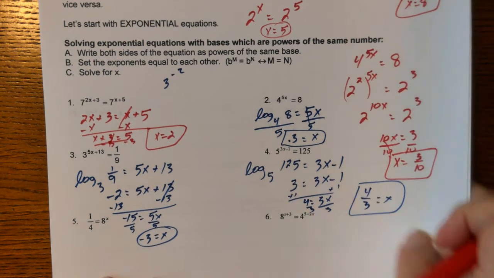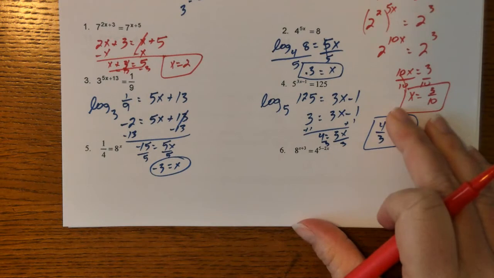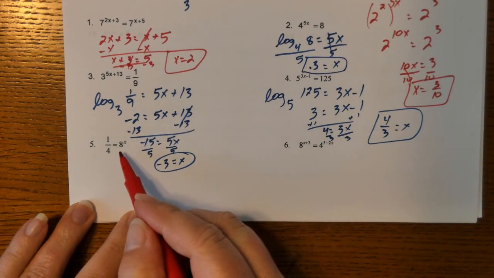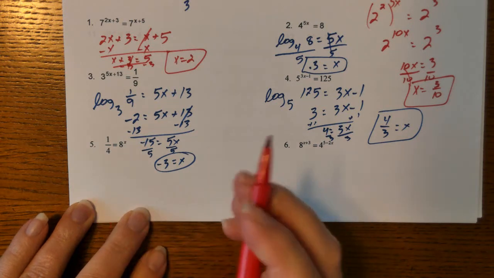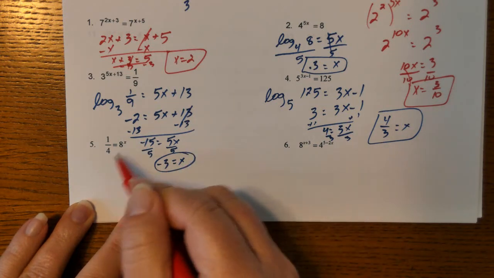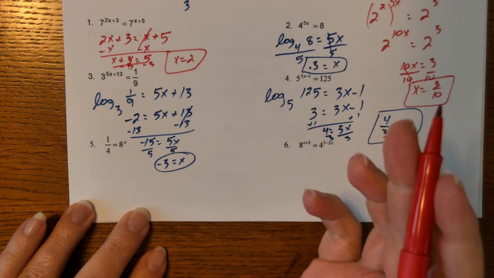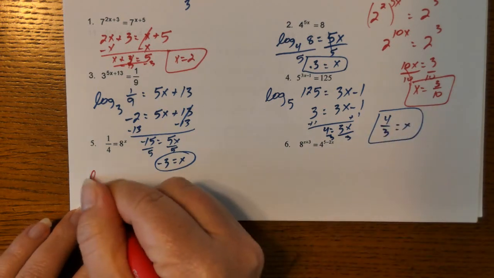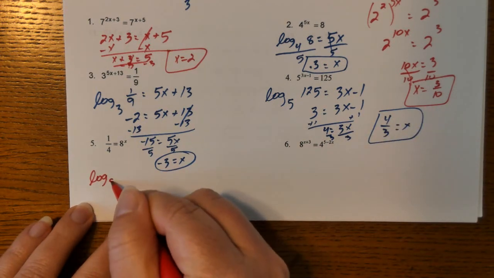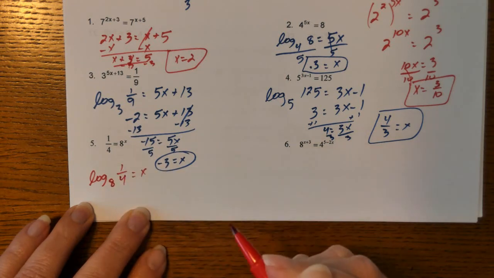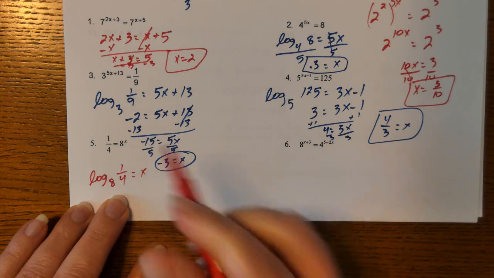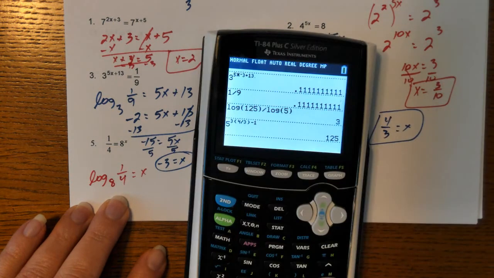On number 5 here, 1/4 equals 8 to the x. Notice they put the exponent on the right side. Typically we see it on the left. So if you want to rewrite it as 8 to the x equals 1/4, you can. But you could just convert straight to a log. Log base 8 of 1/4 equals x. And if you don't know what this is, you probably don't, you can type it in your calculator.